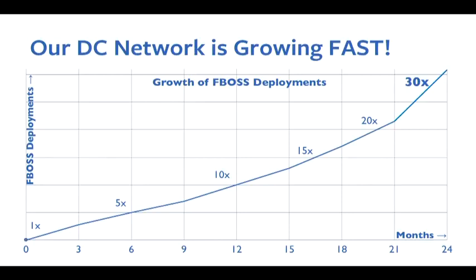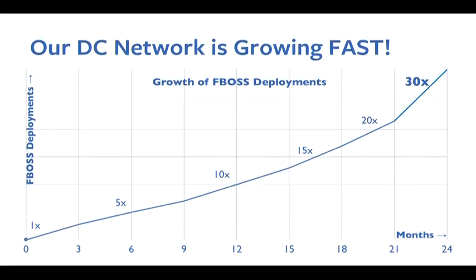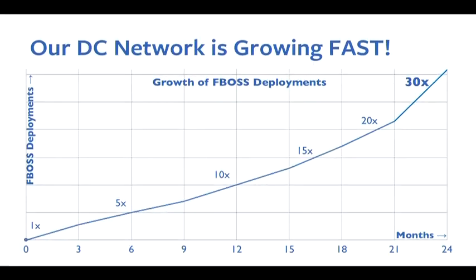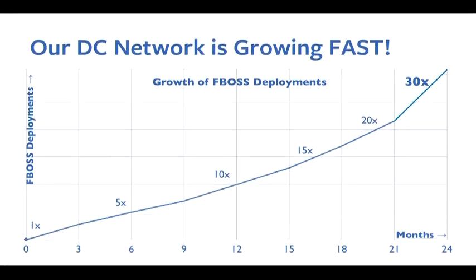Our data center network is also growing at a rapid rate to support such a vast number of users. This figure shows the velocity of the growth. The size of our data center, as measured by the number of FBOSS deployments, has grown around 30 times within a 2-year time frame. Although unfortunately we cannot disclose the exact numbers, I can tell you that it is not in the order of ones or tens of switches. What we can tell you is that we are doing better than 1,000 switches per engineer.